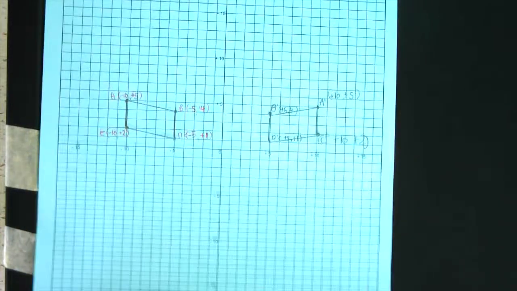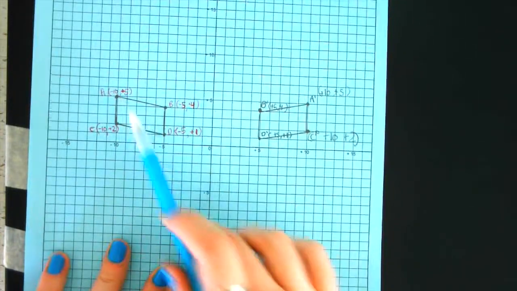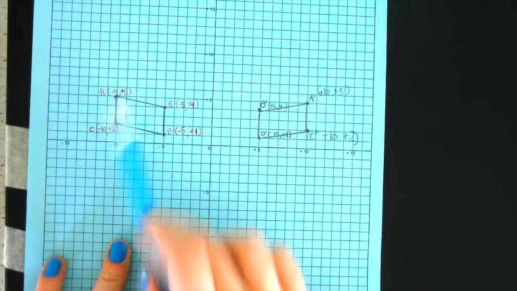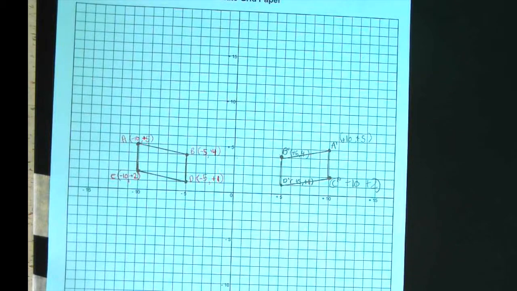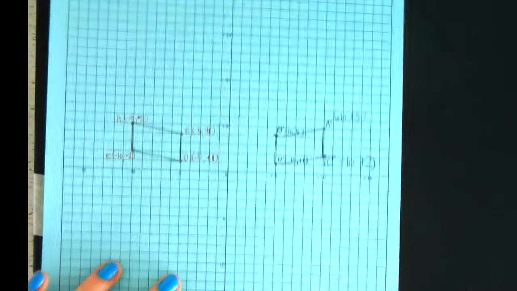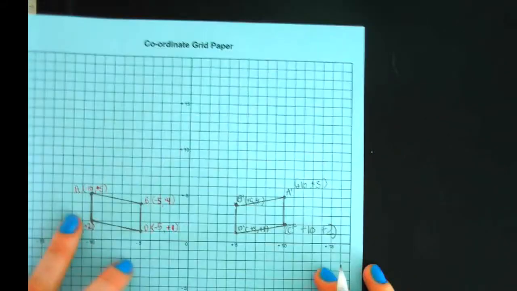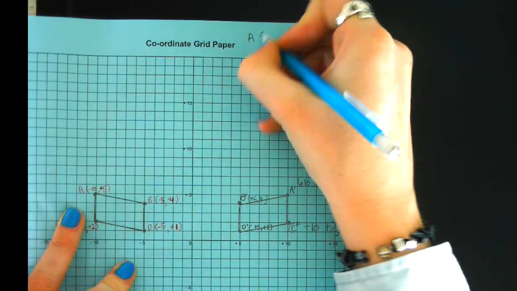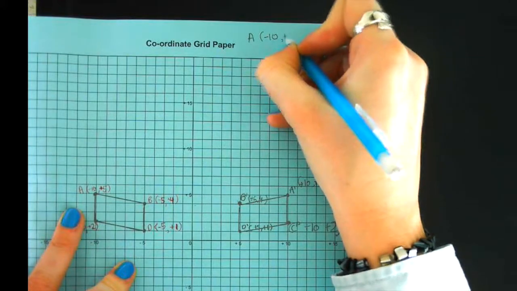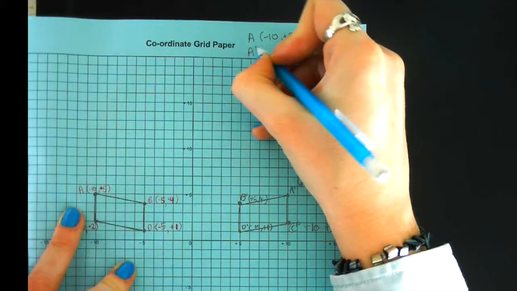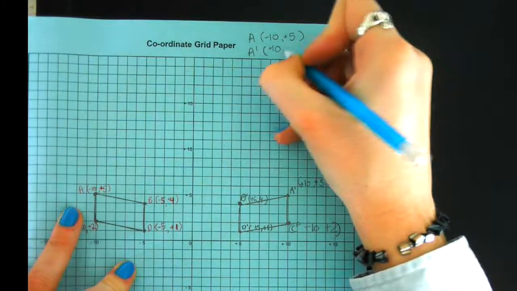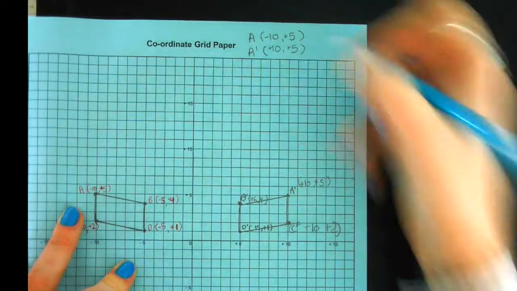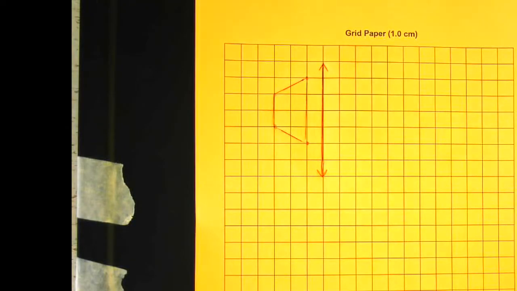What do you guys notice about the ordered pairs on this side, the numbers, and the ones on this side? That the x-axis, instead of negative, it turned to the positive. Right, so A on here was labeled negative 10 and positive 5, whereas A prime on this side is labeled positive 10 and positive 5. How could we make a reflection of that?